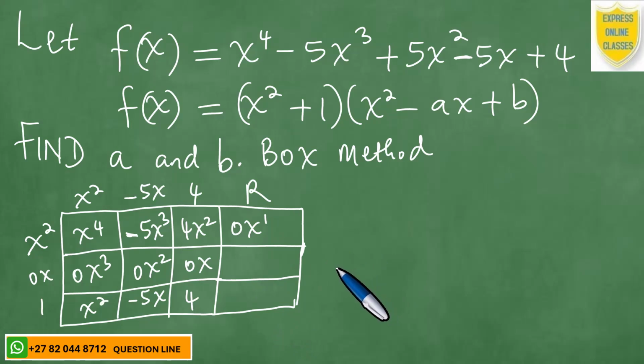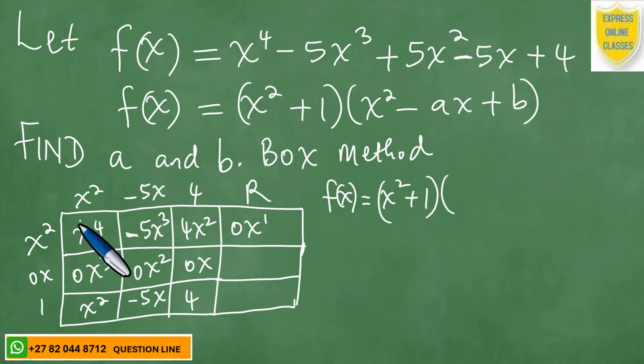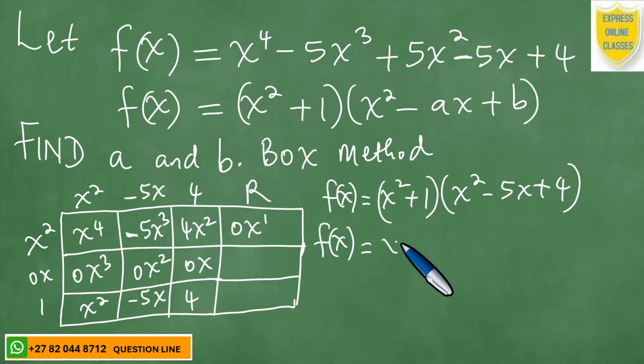Now, what then is the next thing to do here? The next thing to do is to realize that we have exactly f at x, which is x squared plus 1. And we copy the quotient. The quotient is what sits exactly at the top, which is x squared minus 5x plus 4. And so now this is f at x, which is x squared plus 1. And so what are the factors?